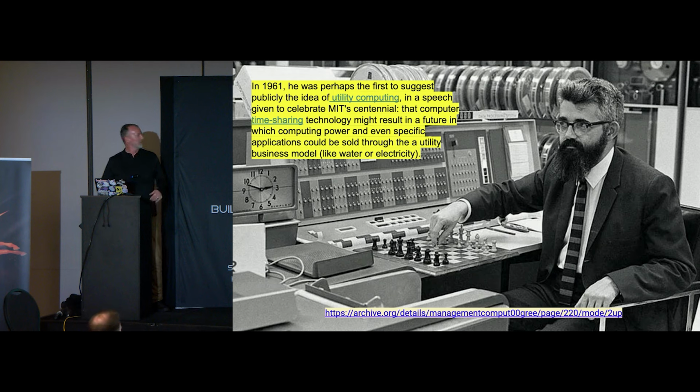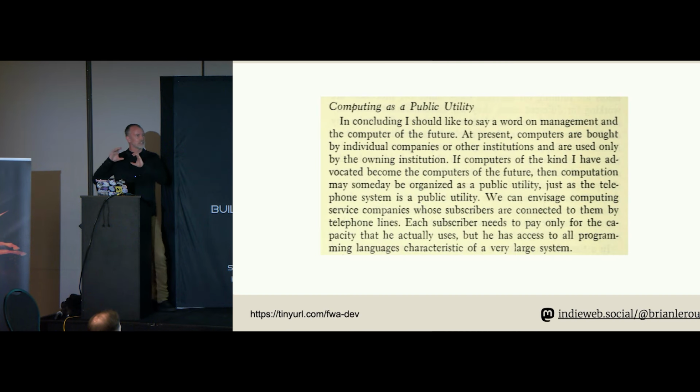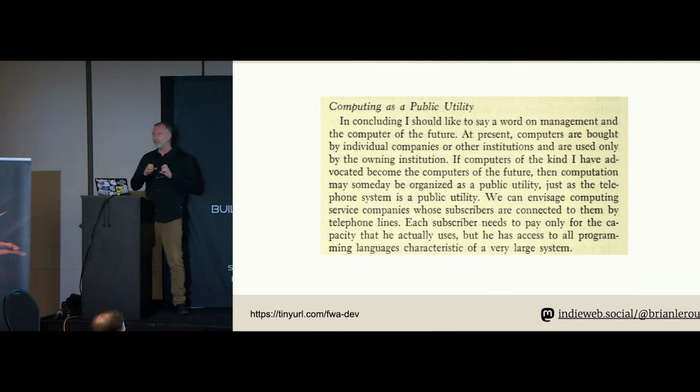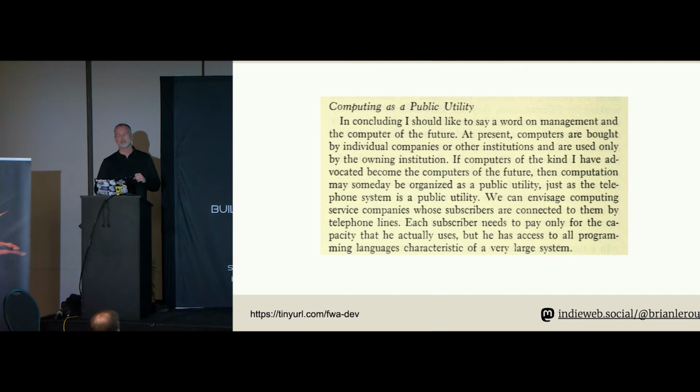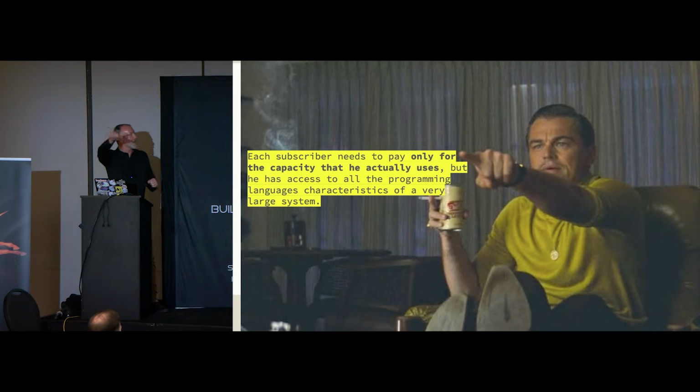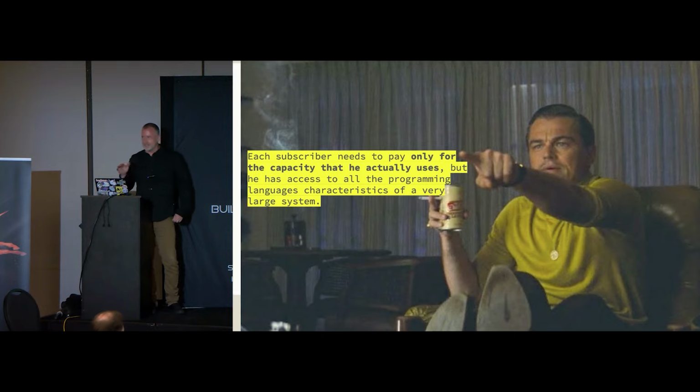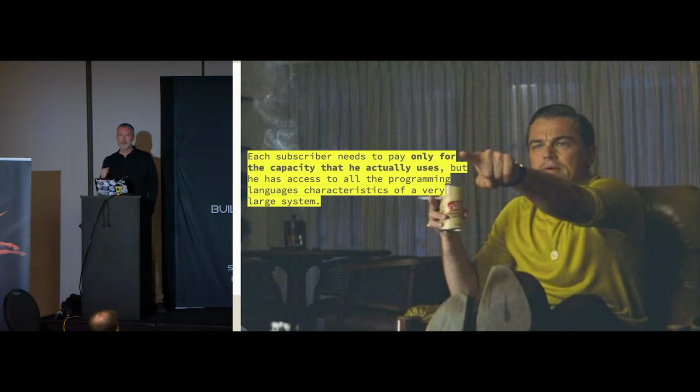And this blew my mind. So you could look at the snippets today from 1961 of this meeting he was at where he talks about computing as a public utility. And the part that just leapt out at me, this is 1961. There's no cloud. There's none of that yet. Each subscriber needs to only pay for the capacity he uses, but he has access to all the programming languages characteristics of a very large system. Like, how cool is that? 1961, he totally called it, right away.